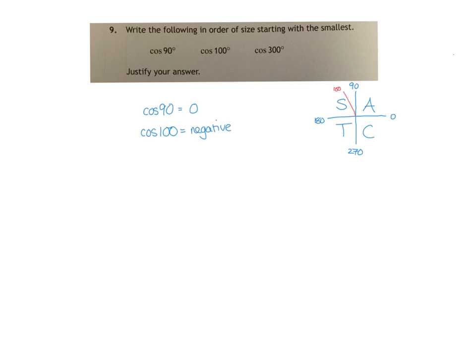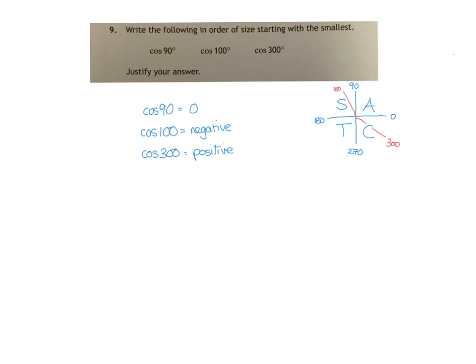Okay, and then cos of 300 from the same thing is going to be between the 270 and the 360. So it's going to be kind of somewhere in here, roughly. So we know that that is going to be in that section where we've got the C. So we know that cos of 300 is positive. So we know that 1 is positive, 1 is negative, and 1 is 0, so we can put them in order from smallest to largest.